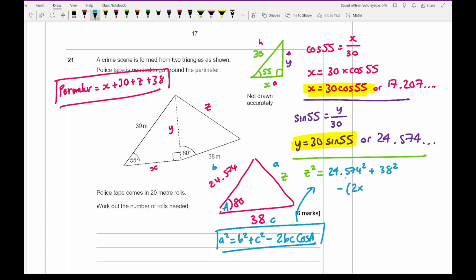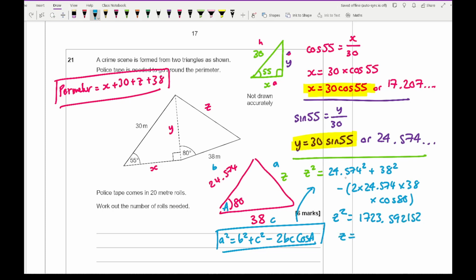I always tend to put brackets around the 2bc cos A. So I've got 24.574 times 38 times cos 80. Now if I type that all into my calculator, I get a z squared value of 1723.592152, or something of that ilk, depending on your rounding of y.